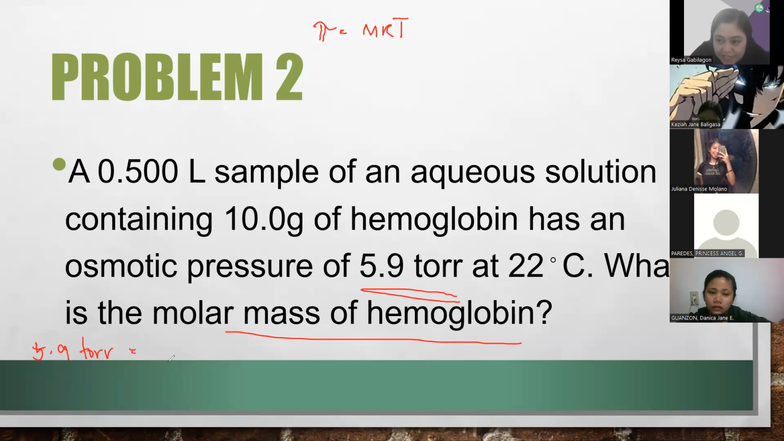Ano yung sabi ko last time, yung conversion, 1 ATM, ano binigay ko sa inyo? Is equal to 760 torr. Okay? Binigay ko ito sa inyo last time. Again, isang ATM is equal to 760 torr. Okay? So you cancel this to get the ATM.